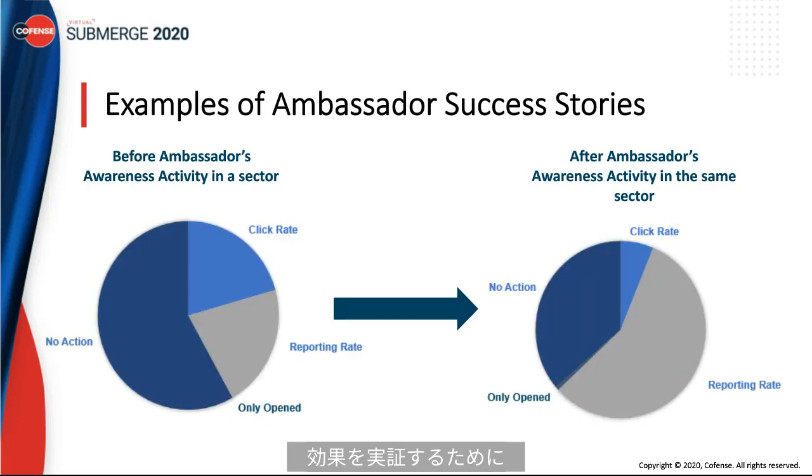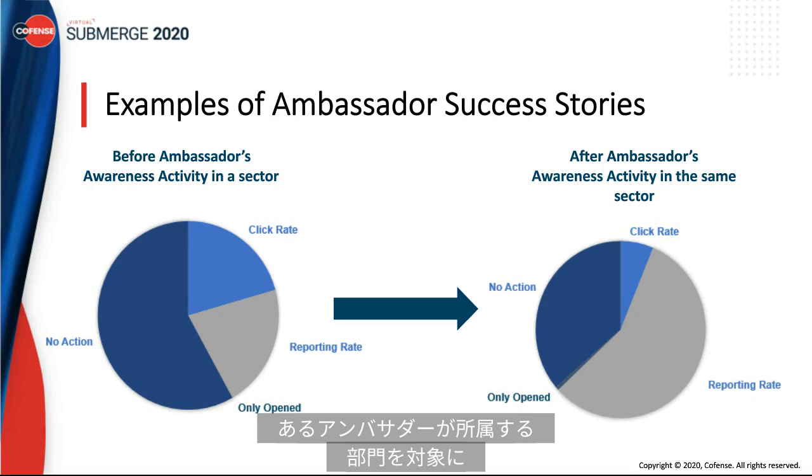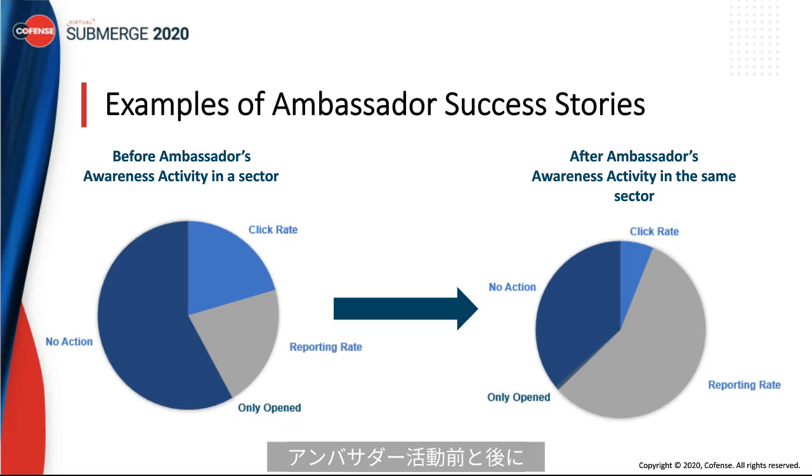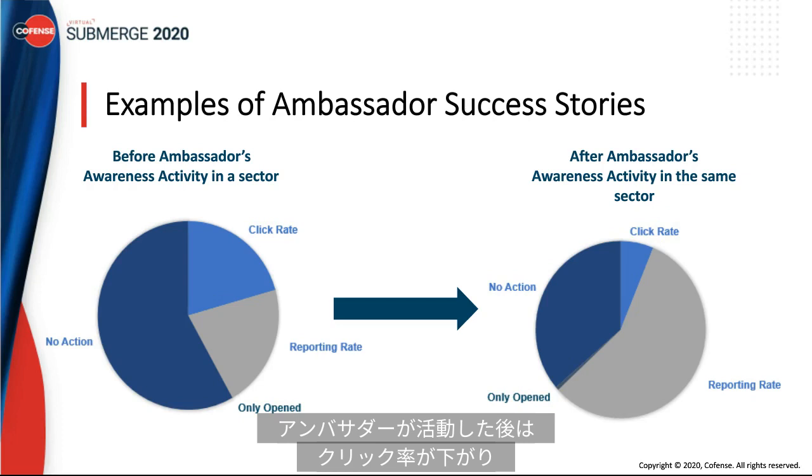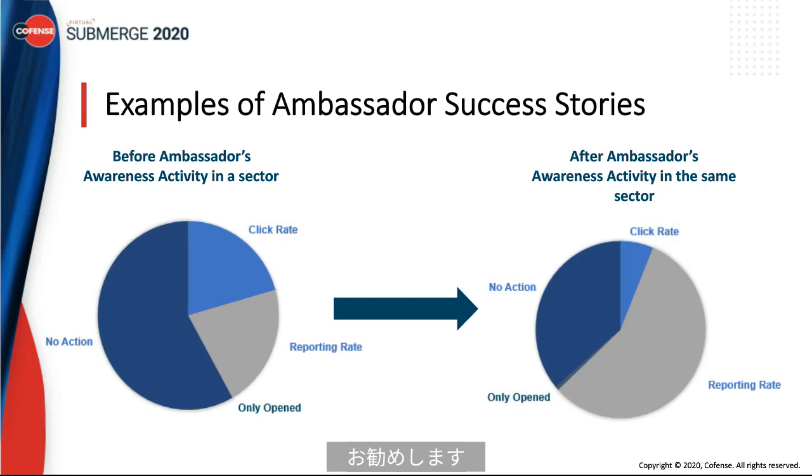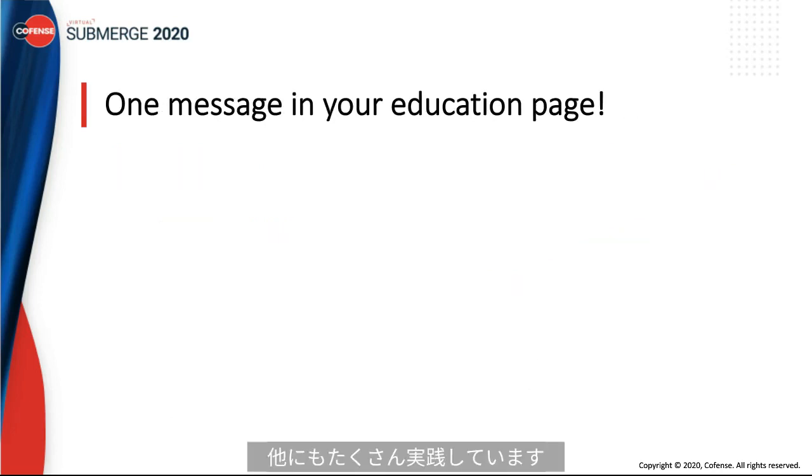And we measure the success by sending a phishing campaign. So we sent a campaign to a sector without ambassador. And after the ambassador's activity, we sent another phishing campaign with the same difficulty level. And we clearly see that the click rate is lower and the reporting rate is higher, so it really works. So I really encourage you to have an ambassador program. It's very useful.